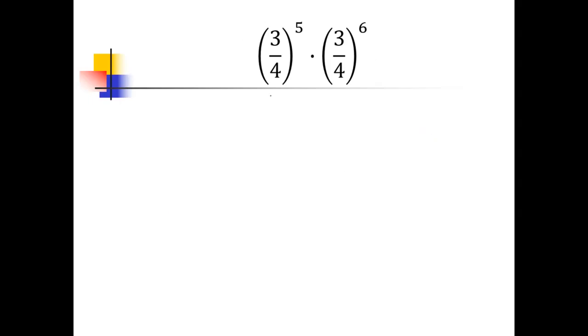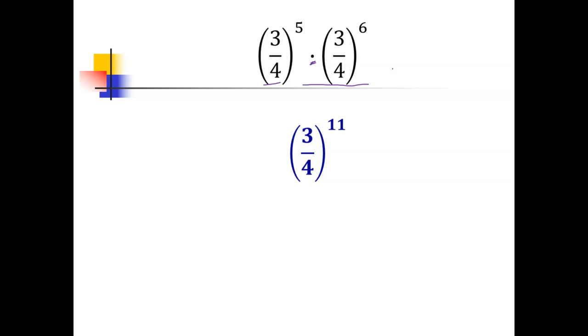Also, I can use a product rule. As you can see, it's a multiplication and the bases are the same. Well, the choice is yours. I would like to use a product rule, the first rule we went over. So in that case, I'm going to keep my base 3 over 4 as is, and I will add my exponents because I'm multiplying. The first rule was for multiplying exponents. So from there, I'm going to get 3/4 to the power 11.